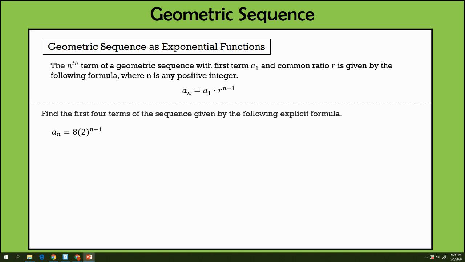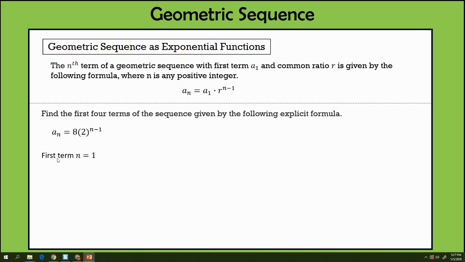Okay, so let's take a look at what we can do. This says find the first four terms of the sequence given by the following explicit formula. By explicit formula, they're referring to this formula that will generate the numbers in a sequence that is geometric. As you look at this equation, a sub n equals 8 times 2 to the n minus 1 power. What you can see here is hopefully the first term in the sequence is 8. The common ratio is 2, and then this is the formula that will generate those.